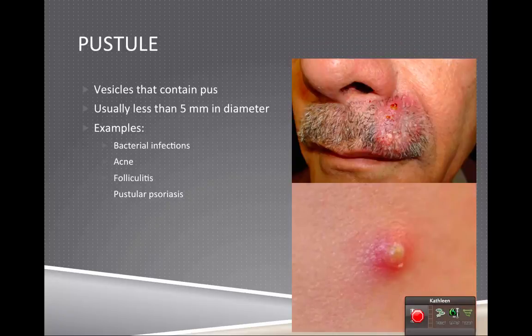A pustule is a vesicle that contains pus. It's usually less than 5 millimeters in diameter. Examples are bacterial infections, acne, folliculitis, and pustular psoriasis. In the photo, on the top you have folliculitis, and then the bottom is acne.